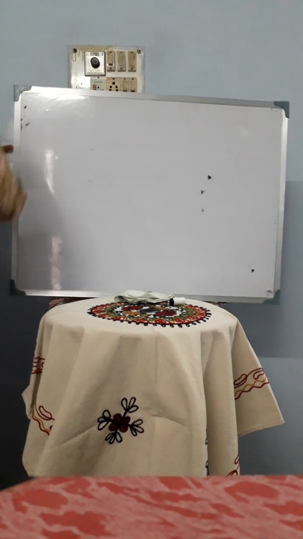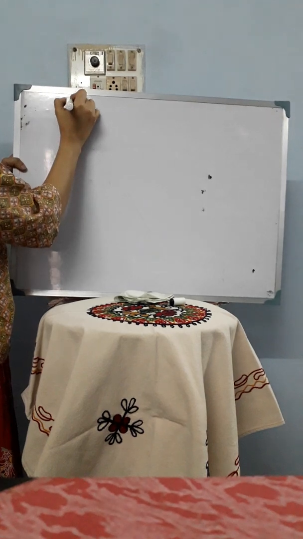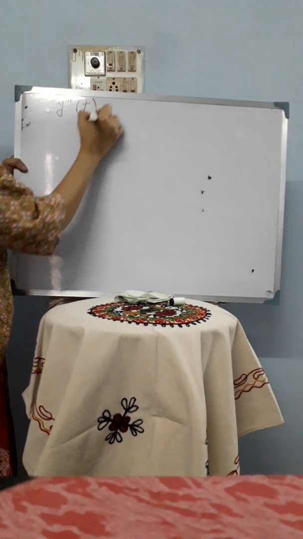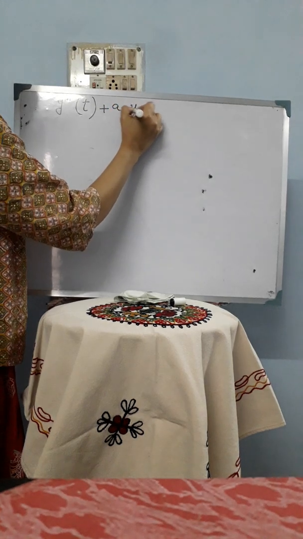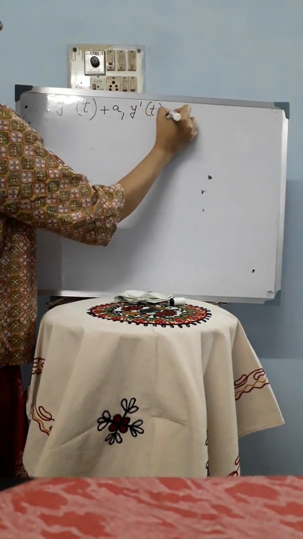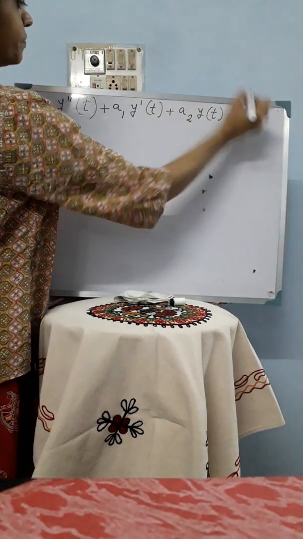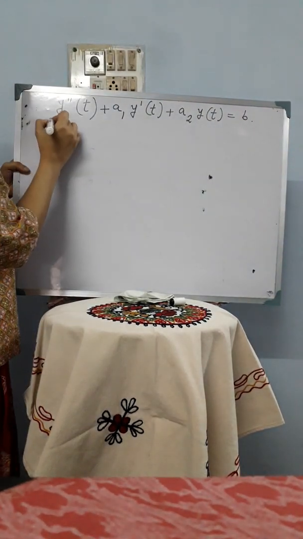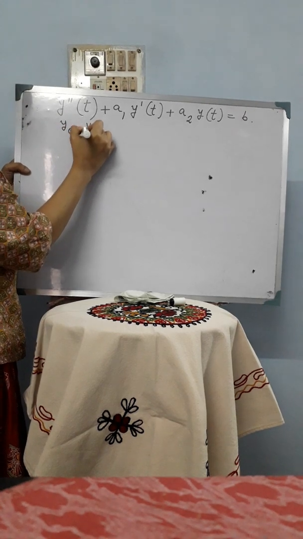Next we shall consider the case of complex roots. A second order differential equation can be written as y''(t) + a1 y'(t) + a2 y(t) = b. So the solution will have two parts, yc and yp.